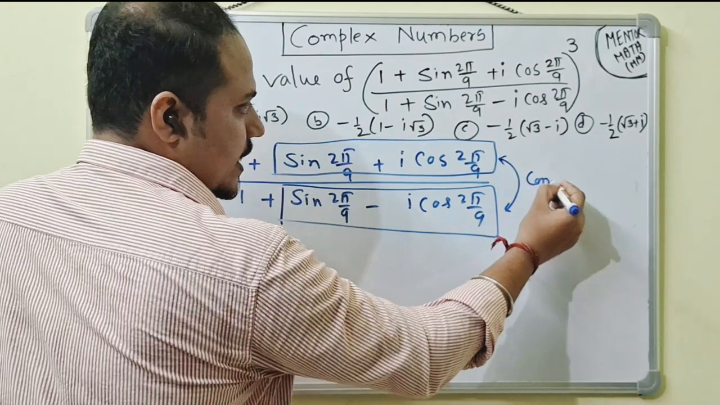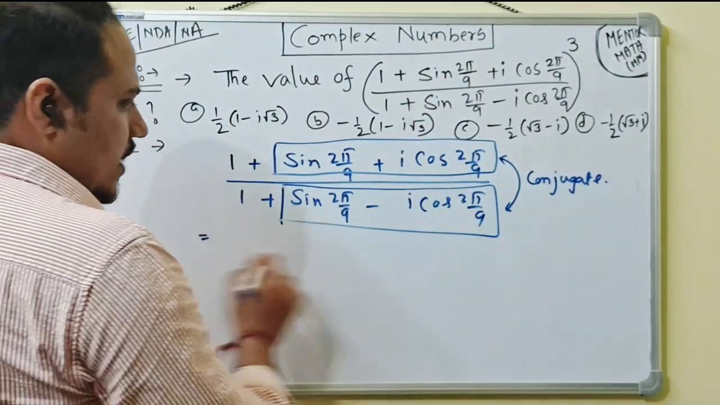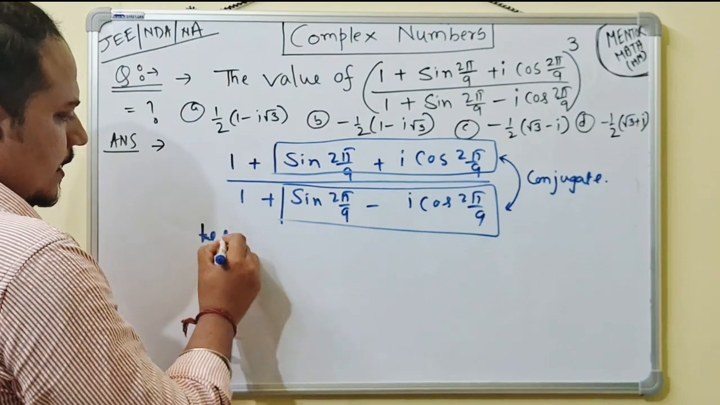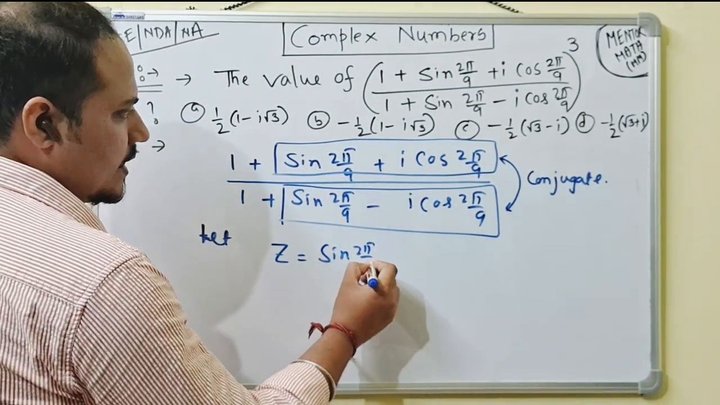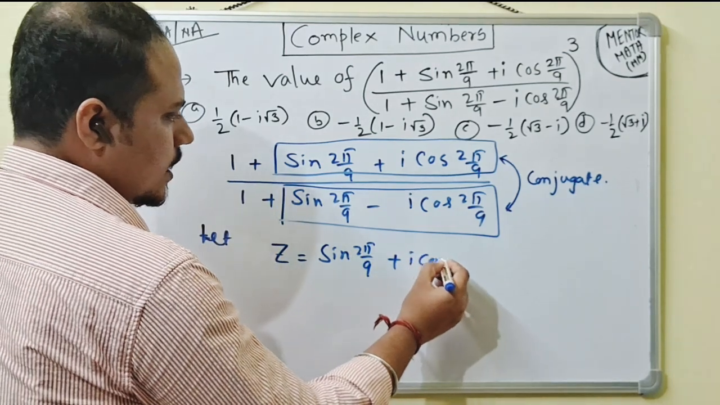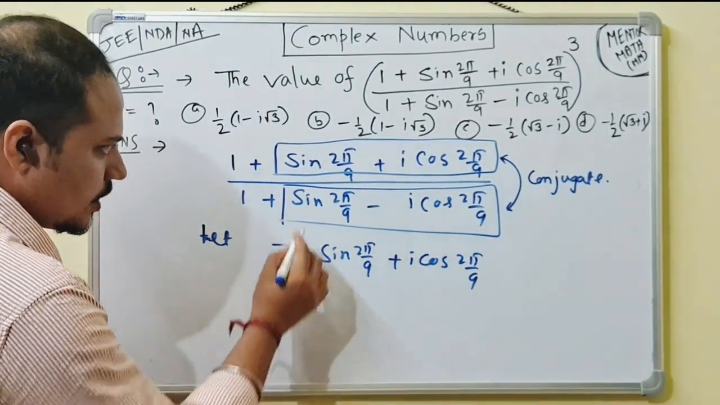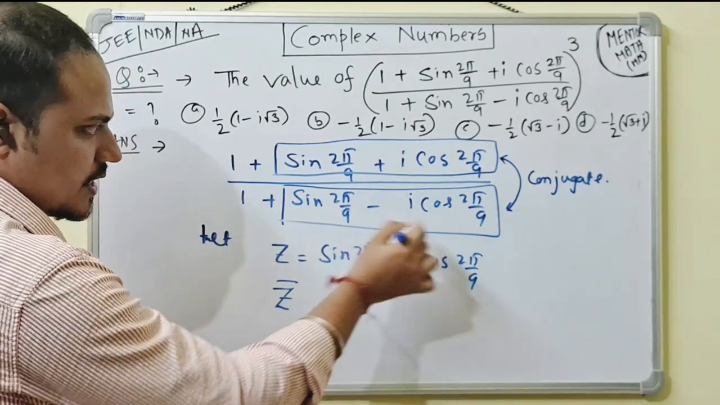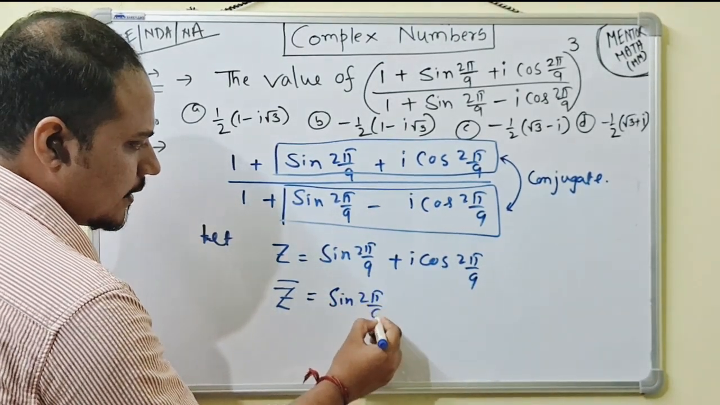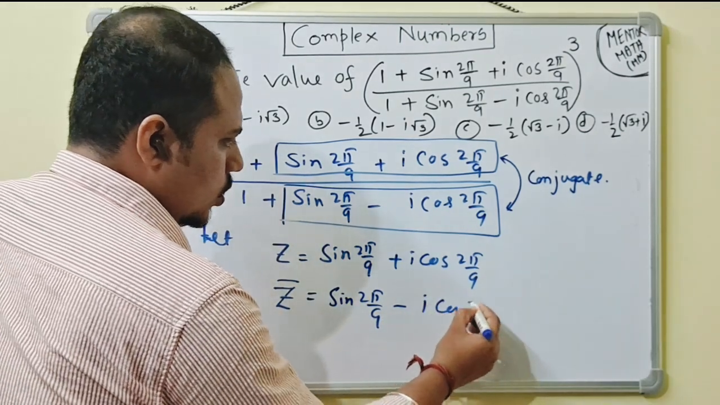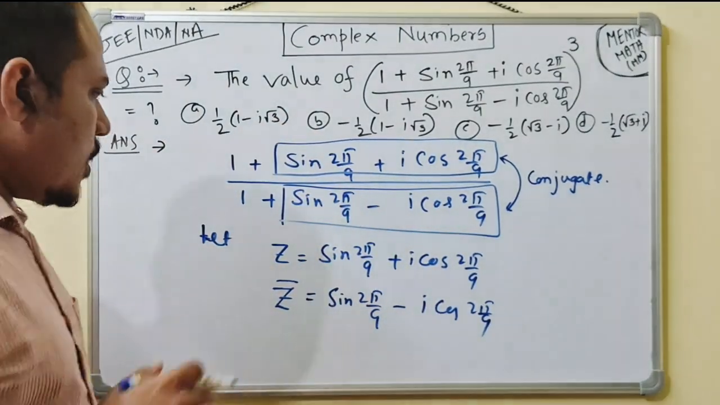Okay, conjugates of each other. So let us take z equal to sin 2π/9 + i cos 2π/9. So you can easily say that the conjugate of this is your z bar, the denominator, that is sin 2π/9 − i cos 2π/9. So these two are conjugates of each other.